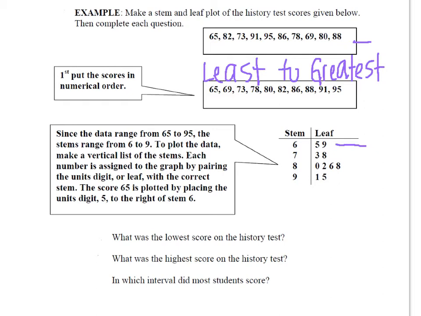What was the lowest score on the history test? I can look at both sets of organized data. From least to greatest, I can see the lowest was 65. And then from my stem and leaf plot, the first number is a 5 and it's paired up with a stem of 6, which means it's 65.